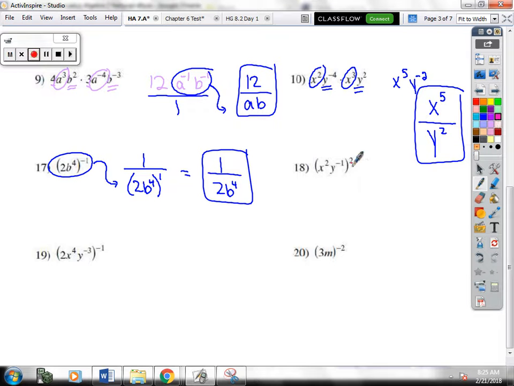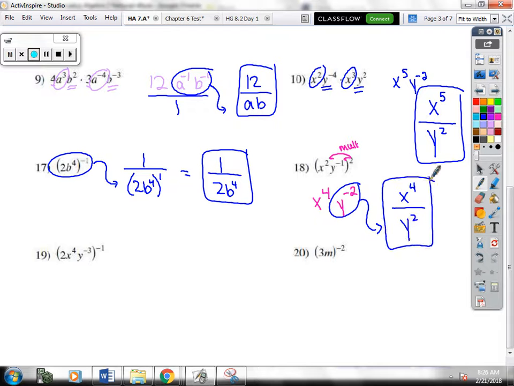The next one, we don't have any negatives outside, so I would actually distribute using our power rule, because you have to square each of those terms. So remember, the power rule tells us that we multiply the exponents together. So 2 times 2 would get me x to the 4th. Negative 1 times 2 would get me y to the negative 2nd. And then I would move my negative exponents. X to the 4th is not a negative exponent, so it does not move. It stays upstairs. The negative 2 will go to the denominator and become positive. So you guys can try the next two.